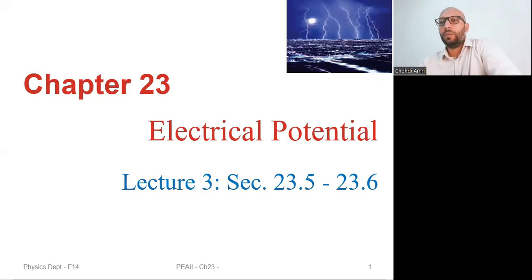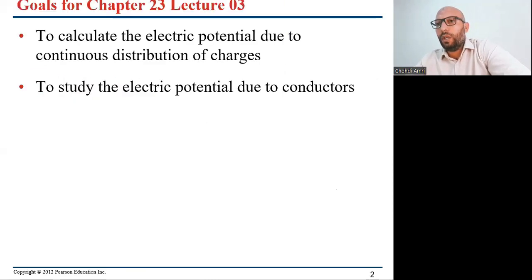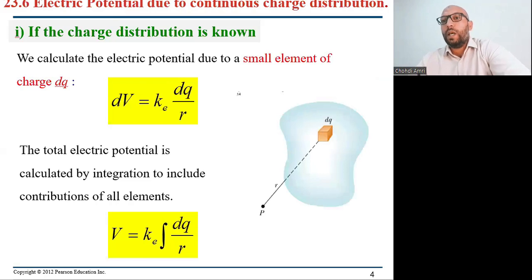Bismillah ar-Rahman ar-Rahim. Today we're going to talk about chapter 23, lecture 3, electric potential due to continuous charge distribution. In this lecture we will try to calculate the electric potential due to continuous charge distribution, and we will study the electric potential due to the conductor. Let's start with the first slide.